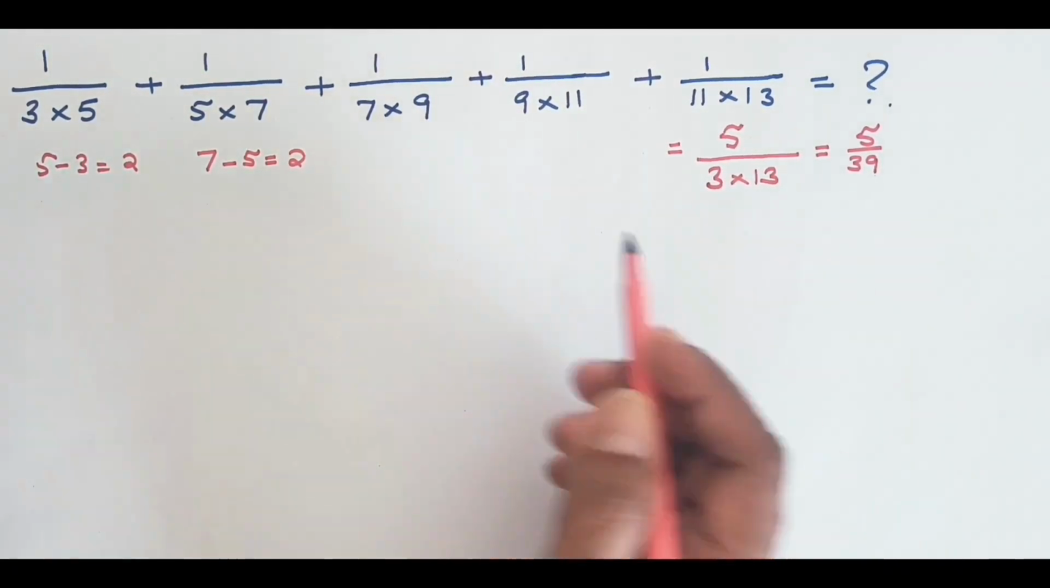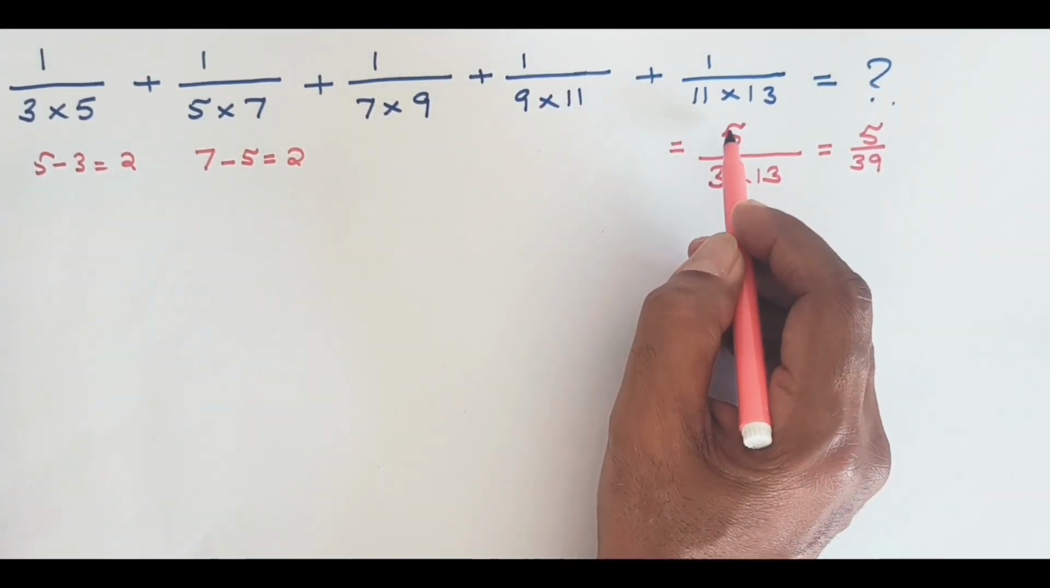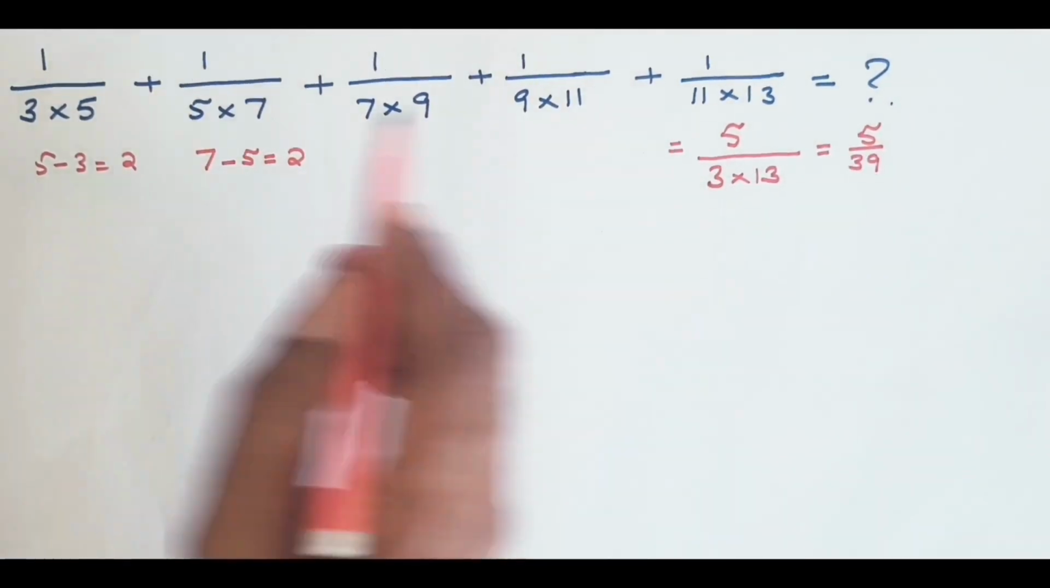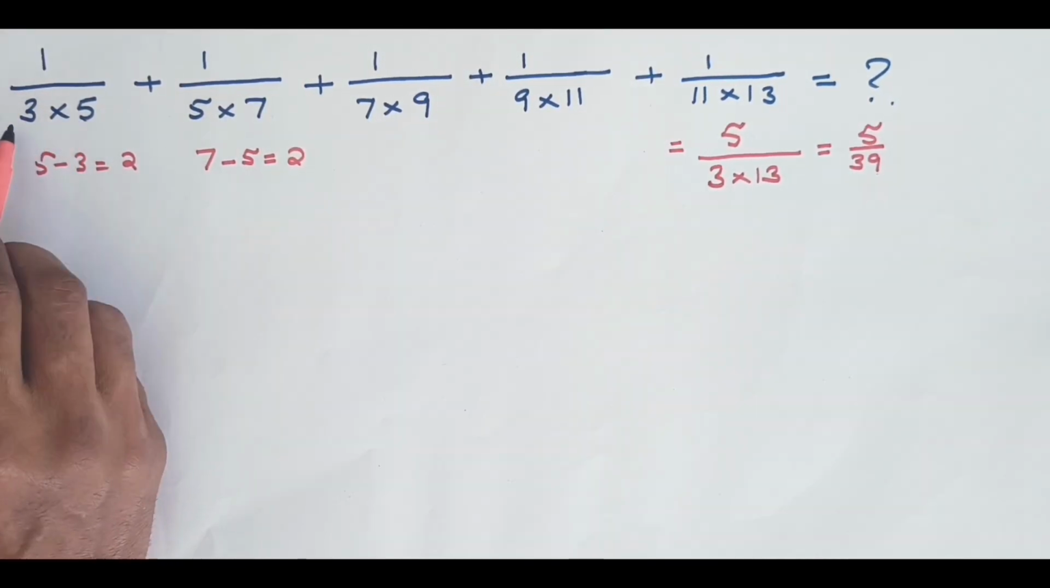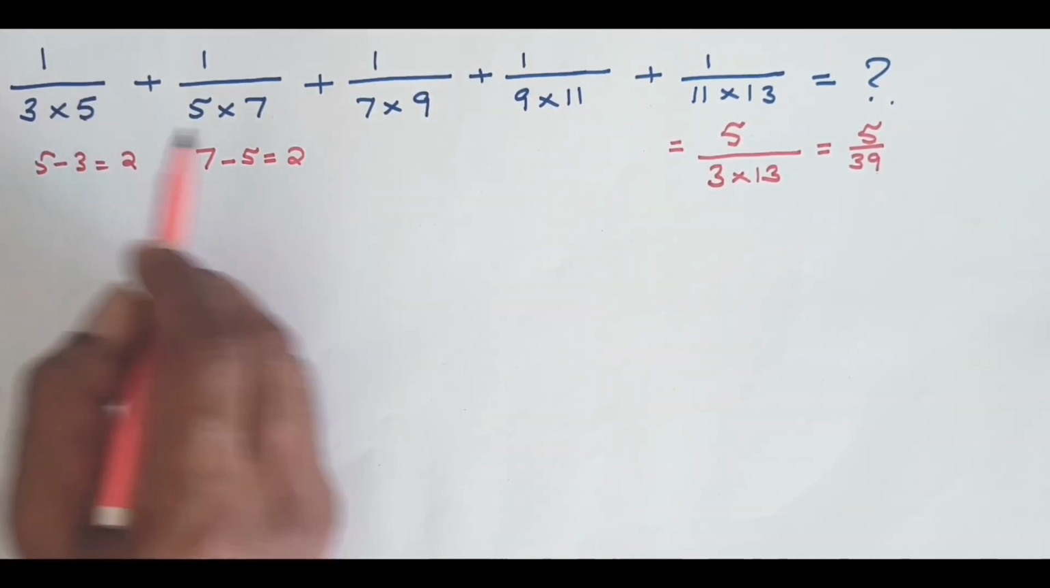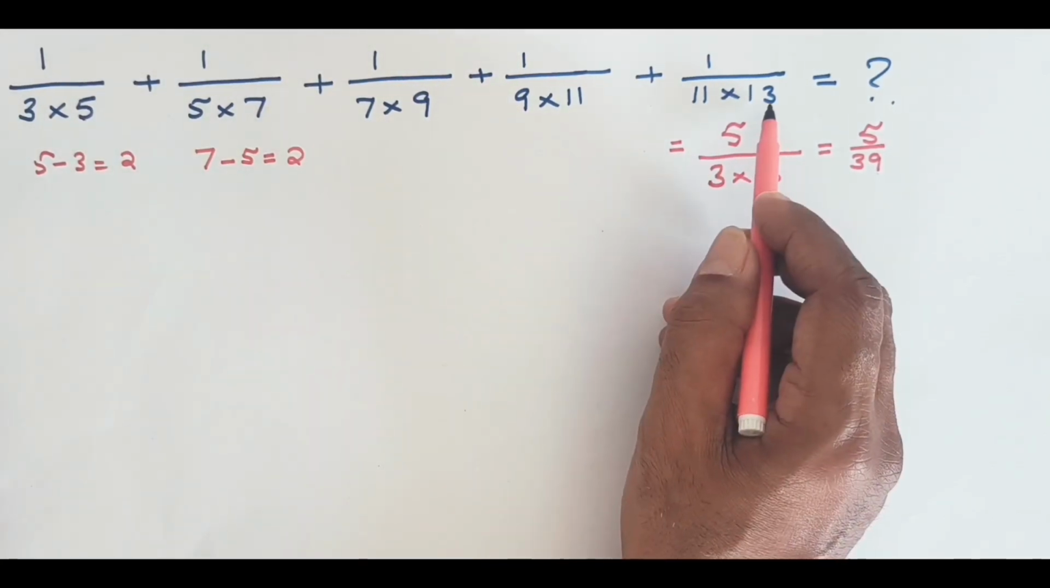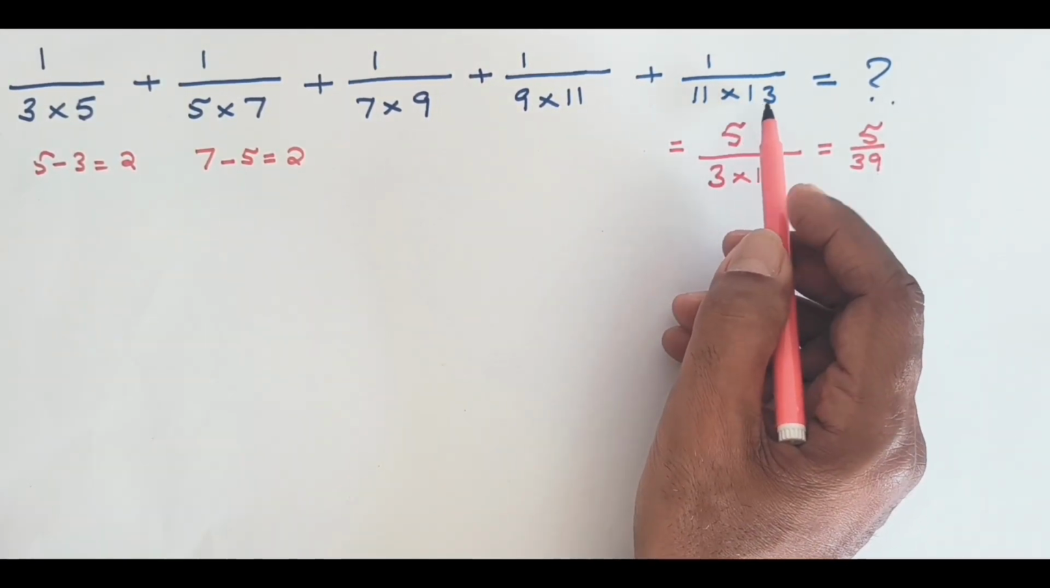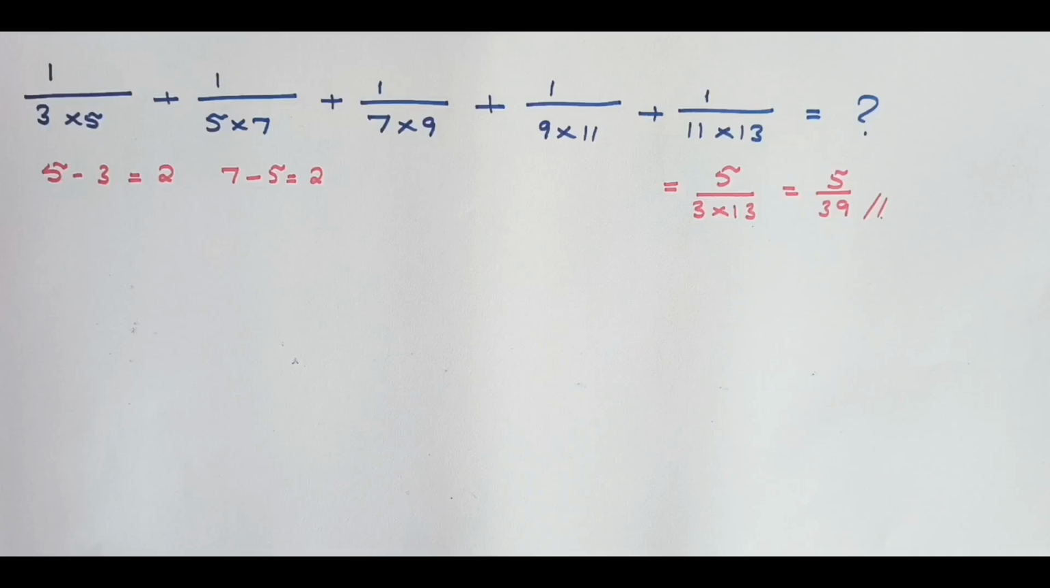So what is the shortcut? You write the number of terms, which is 5. Then divide it by the first number in the denominator of the first term, that is 3. Then the second number of the last term in the denominator, which is 13. That's all. Now I will take you through the longer approach for the summation of this finite series.